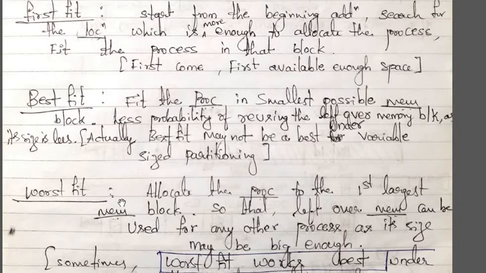So worst fit always tries to fit the process in the block which is large enough, which is the biggest among all the available. So that is the worst fit.